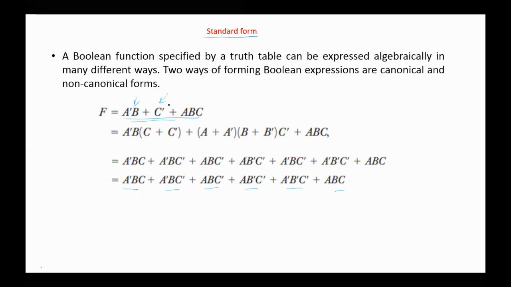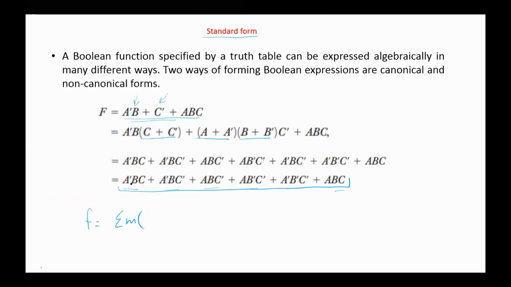And we can convert from non-standard form to standard form. Do you see here, not a, b, the missing variable is c. So we can multiply not a, b with c or not c, which is 1. And here, not c can be multiplied by a or not a, which is 1, and b or not b, 1. And by using the laws of logic algebra, we can obtain the standard form of the function. The function expressed in the standard form can be written as sum of min terms.